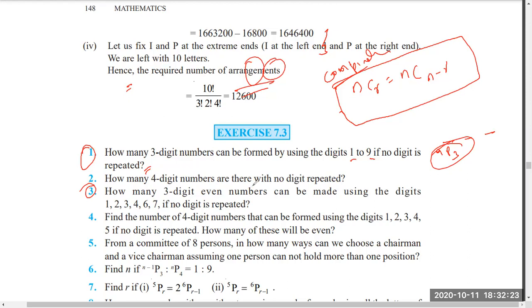If no digit is repeated, how many 3-digit even numbers can be made using the digits if no digit is repeated? Okay, very good. How many 3-digit even numbers? Okay. Even number. So first question is, what is an even number?